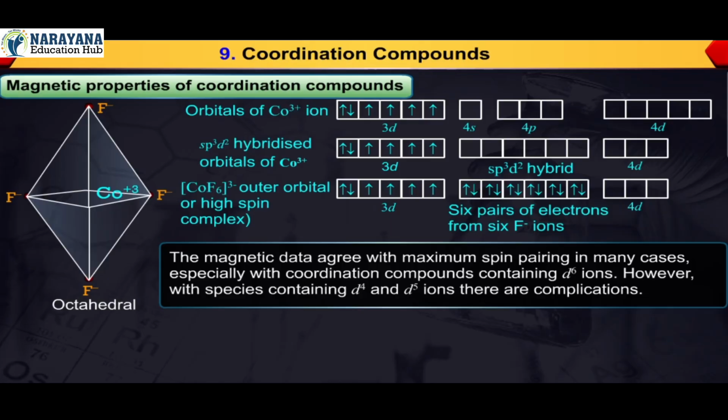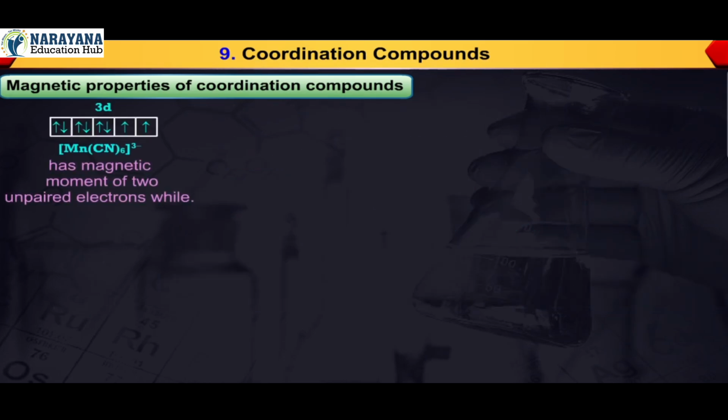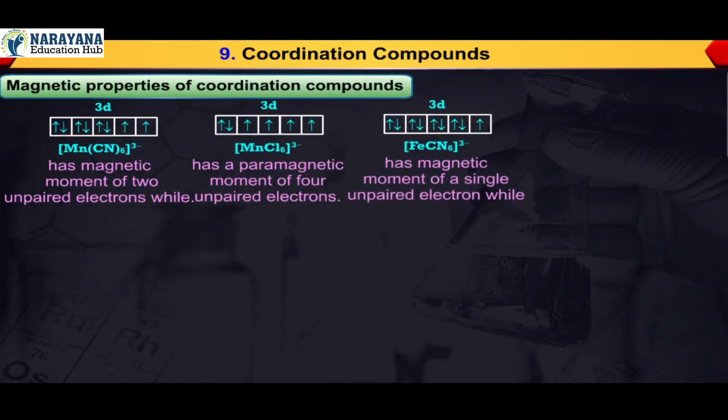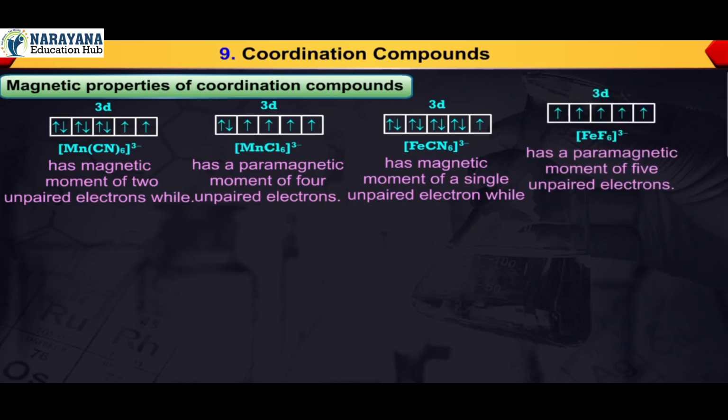However, with species containing d4 and d5 ions, there are complications. [Mn(CN)6]3- has a magnetic moment corresponding to 2 unpaired electrons, while [MnCl6]3- has a paramagnetic moment corresponding to 4 unpaired electrons. [Fe(CN)6]3- has a magnetic moment corresponding to a single unpaired electron, while [FeF6]3- has a paramagnetic moment corresponding to 5 unpaired electrons.